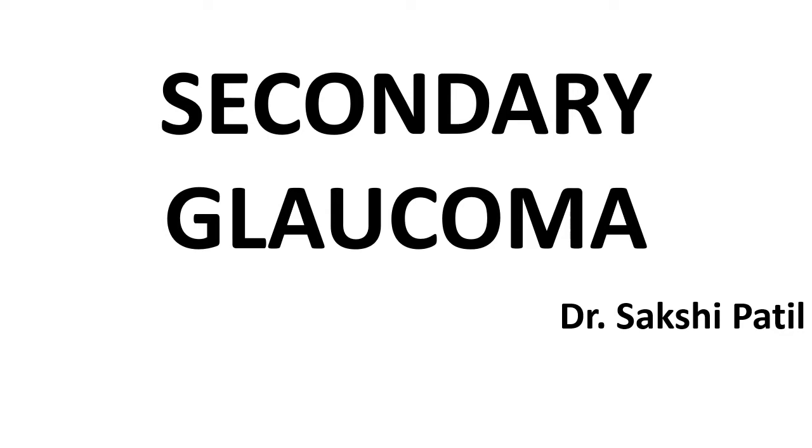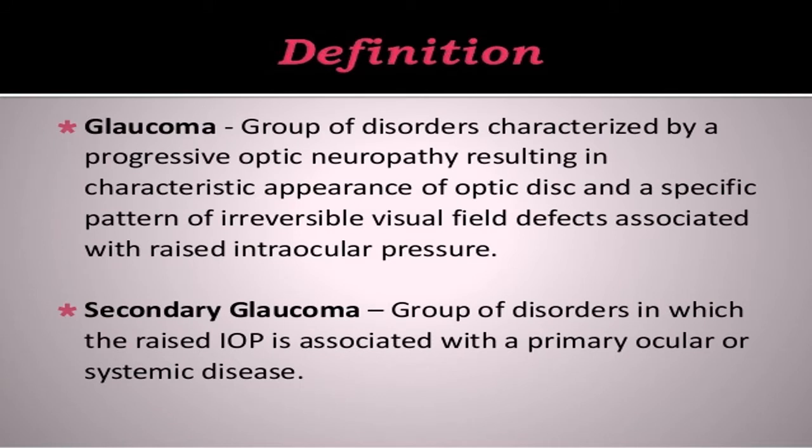Hello students, let's go for the last part of glaucoma, that is secondary glaucoma. We know that glaucoma is a group of disorders characterized by progressive optic neuropathy resulting in a characteristic appearance of the optic disc as well as in your visual fields. Secondary glaucoma is glaucoma associated with primary ocular diseases or systemic changes. So glaucoma with primary ocular or systemic diseases is secondary glaucoma.